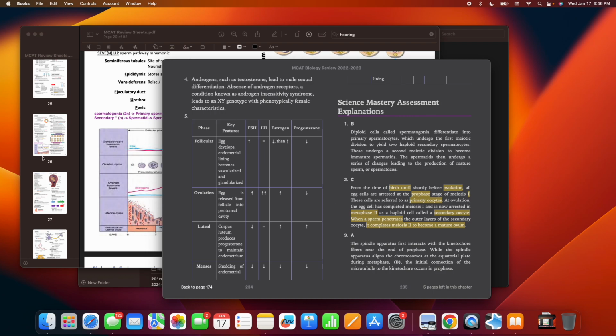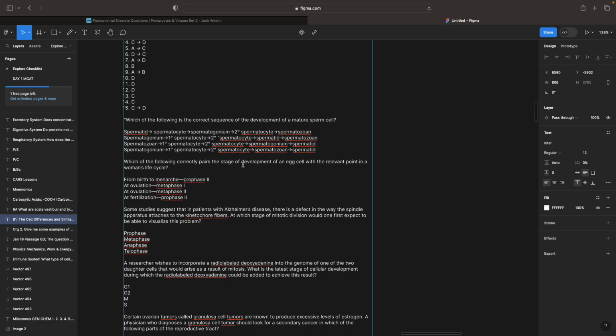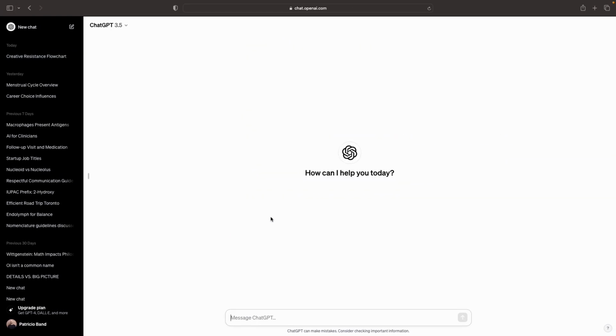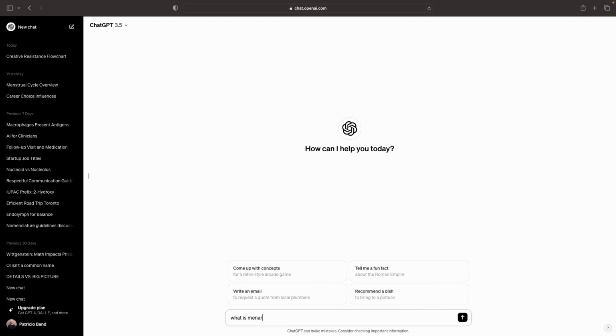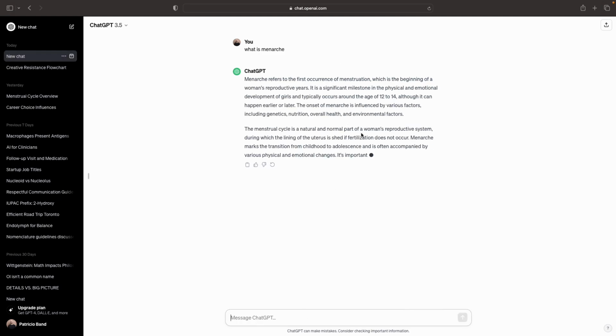And that is for this question for now. So which of them is correct? From birth to menarche, let's ask GPT, what is menarche? Occurrence of menstruation, which is the beginning of a woman's reproductive years. It is a significant milestone in the physical and emotional development of girls and typically occurs around the age of 12 to 14.